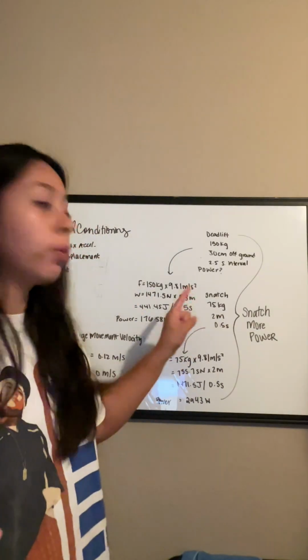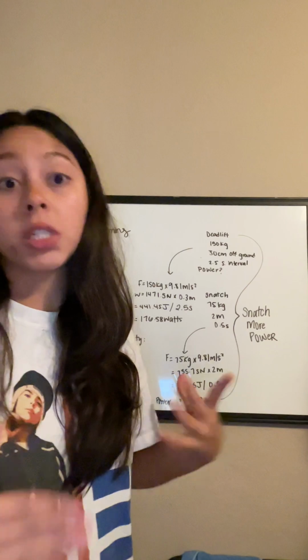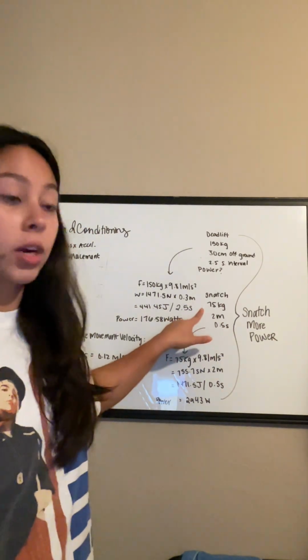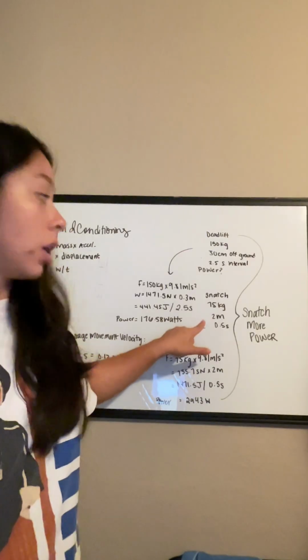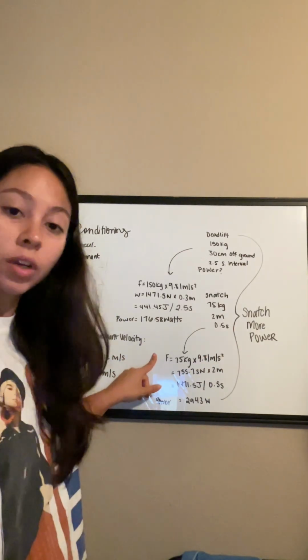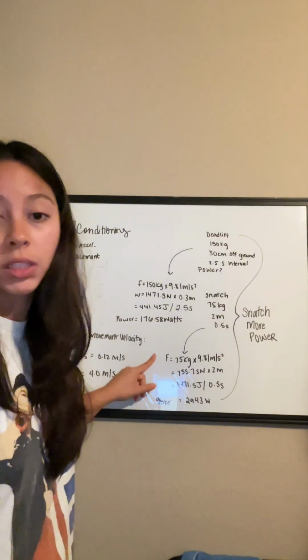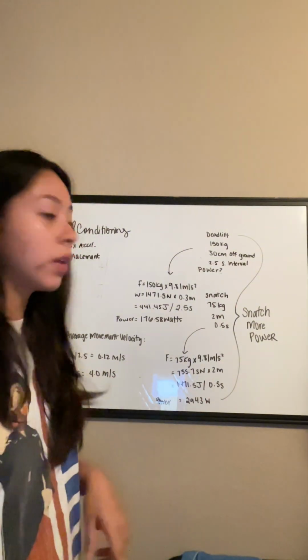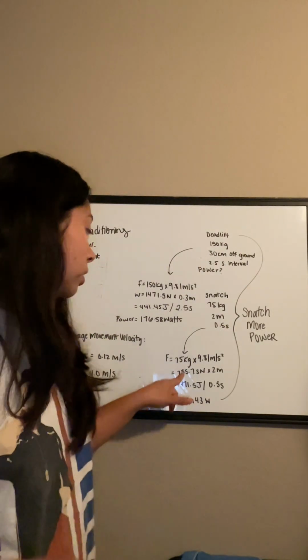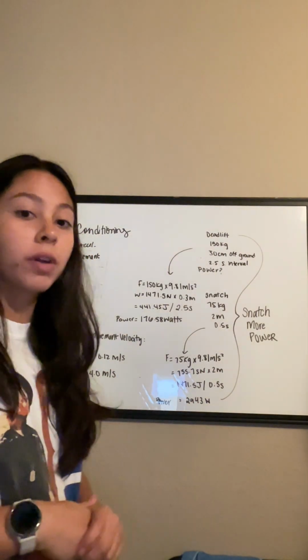And now we will be finding the power for a snatch. So our information that was given was 75 kilograms over 2 meters, and then over 0.5 seconds of time. Finding force first. Force equals mass times acceleration. So 75 kilograms times negative 9.81 meters per second squared gives us 735.75 newtons.